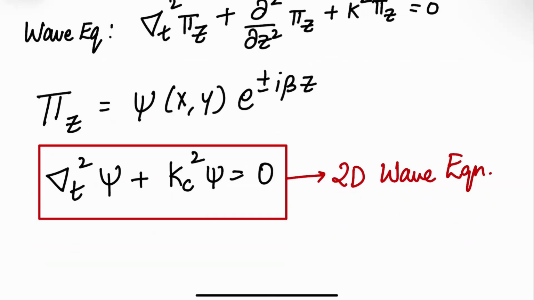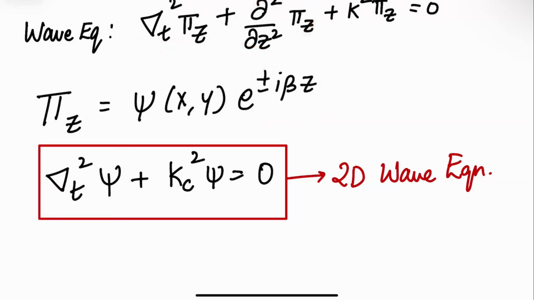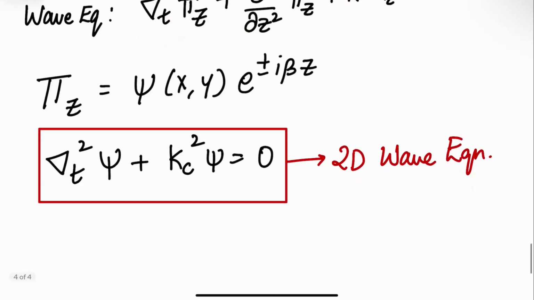When you substitute this in here, this component doesn't act on this, so you're only left with this part. And then this component acts on this and brings down a minus beta square. And then you have a k square out there. So essentially you're just left with, what is this? This is nothing but kc square is k square minus beta square.